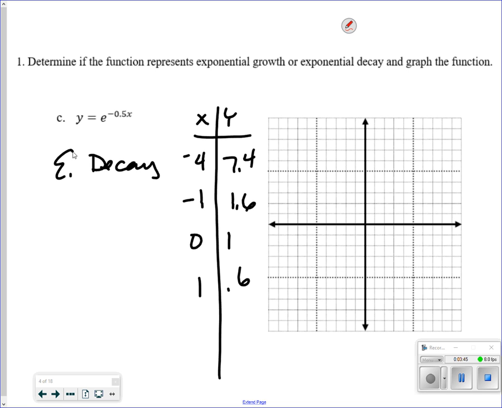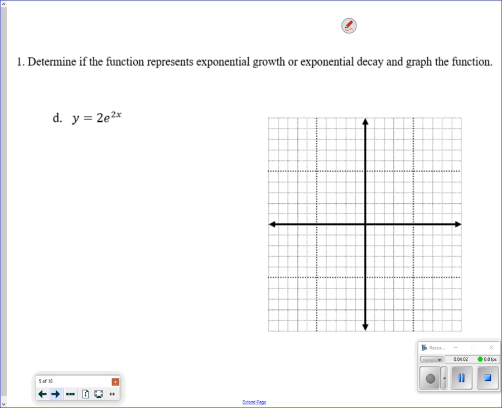So -4. 1, 2, 3, 4, 5, 6, 7. -1, 1.6, and then 1, and then it's going to keep getting smaller and smaller and smaller as an exponential decay. Next one, we got e to a positive power. So this is going to be exponential growth.